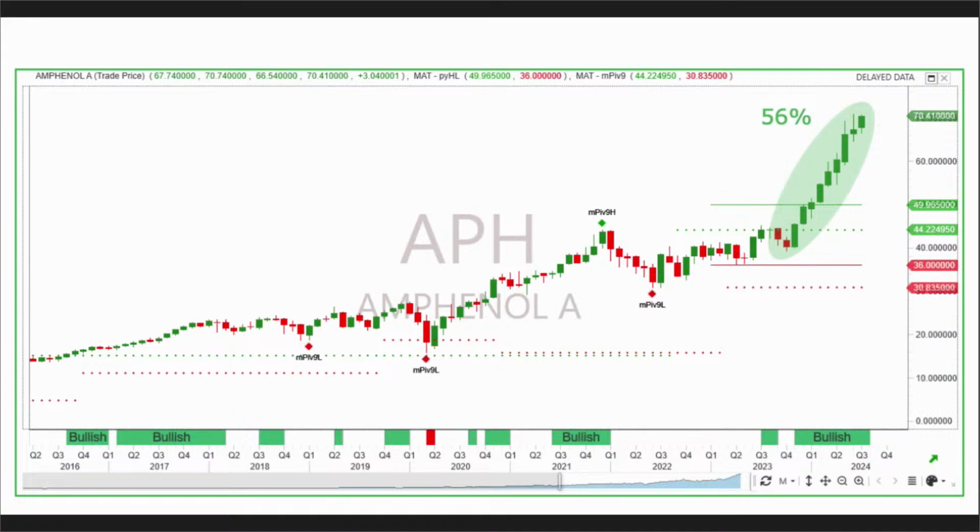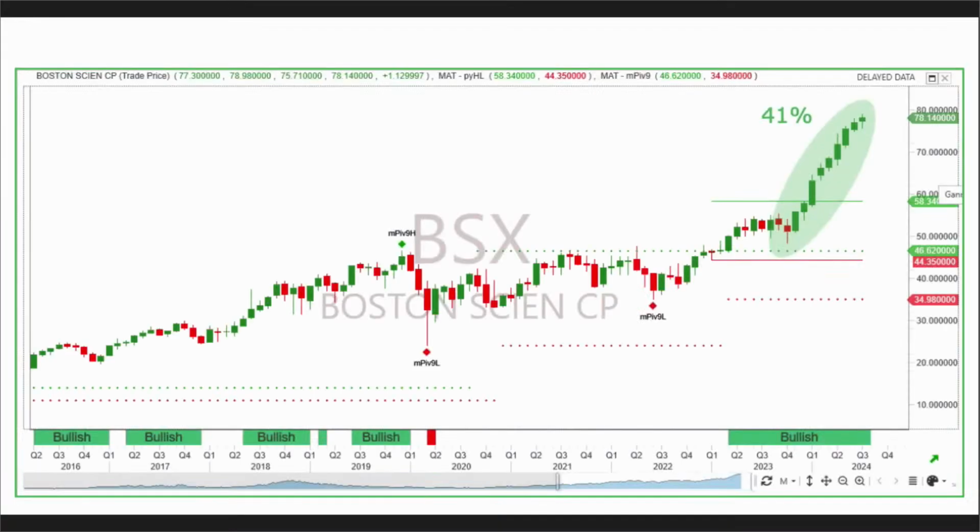18 months. Amphenol, I'm based here in the UK. These are US stocks. So a lot of these companies that are being picked up by Metastock through the scanners and explorers are new companies to me. So when I find them, I go and do a brief bit of research. I realize how huge these companies are, and then get an idea of why their stocks perform so well. Amphenol has climbed 56% since last year. Boston Scientific has climbed 41% since last year.